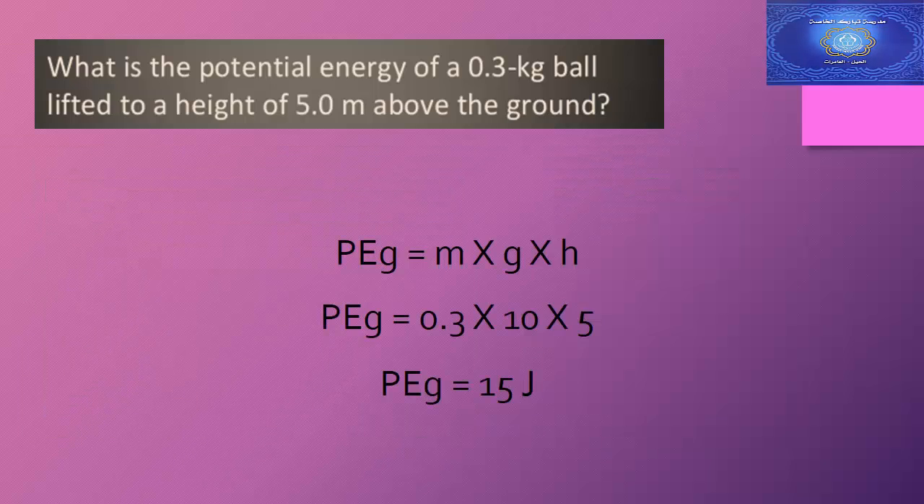Second question: what is the potential energy of a 0.3 kilogram ball lifted to a height of 5 meters above the ground? In this case, we want to calculate the value of gravitational potential energy, so we'll use the formula m times g times h. M, the mass of the ball, equals 0.3, times g, which is constant, equal 10, times height, which equals 5. So gravitational potential energy in this case equals 15 joules.